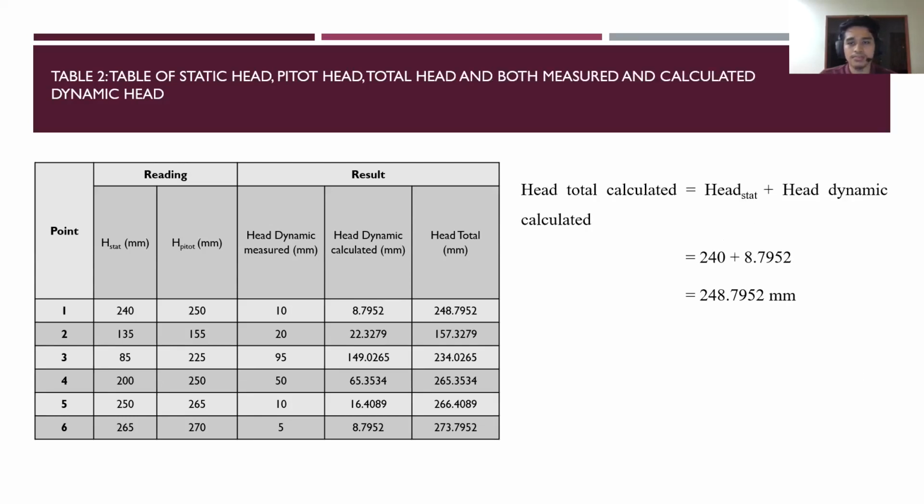The calculated total head is found by using the formula static head plus calculated dynamic head. 240 plus 8.7952, we get 248.7952 millimeter.